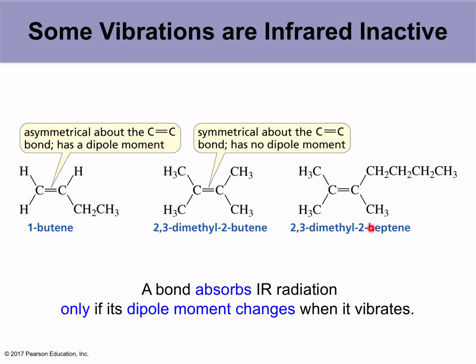And then this molecule is pretty much similar, but now instead of a methyl group, you have a butyl group on this end. So do you think this would be infrared active? Yes, it is, because there's no symmetry in the molecule. There is a difference in the polarity. It has a dipole moment, so this would be infrared active. A bond absorbs IR radiation only if its dipole moment changes when it vibrates. Okay.